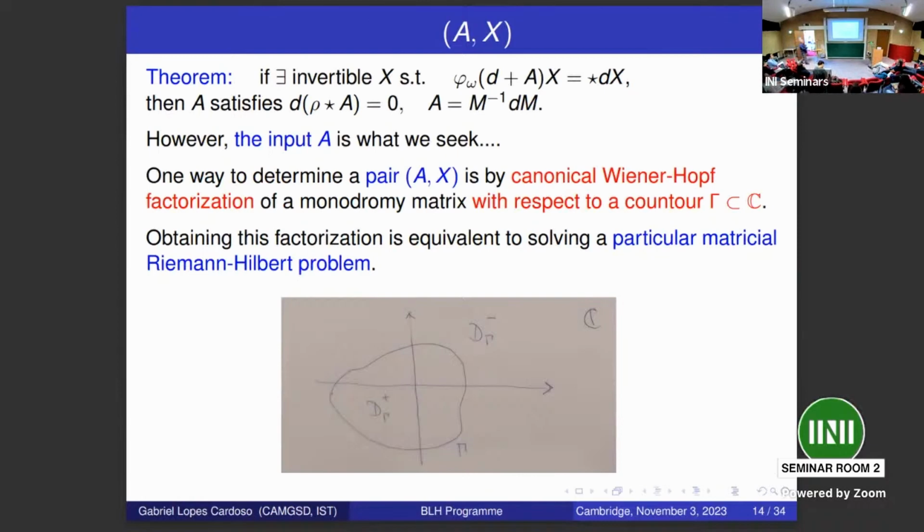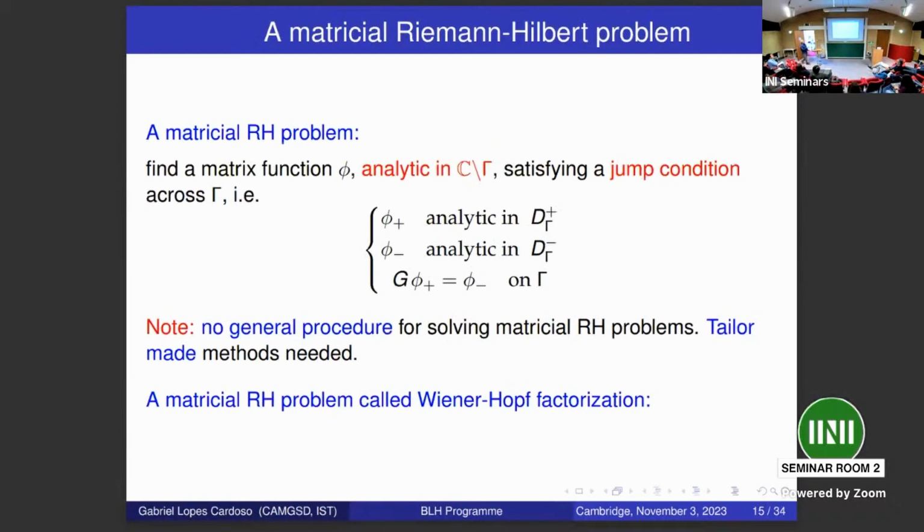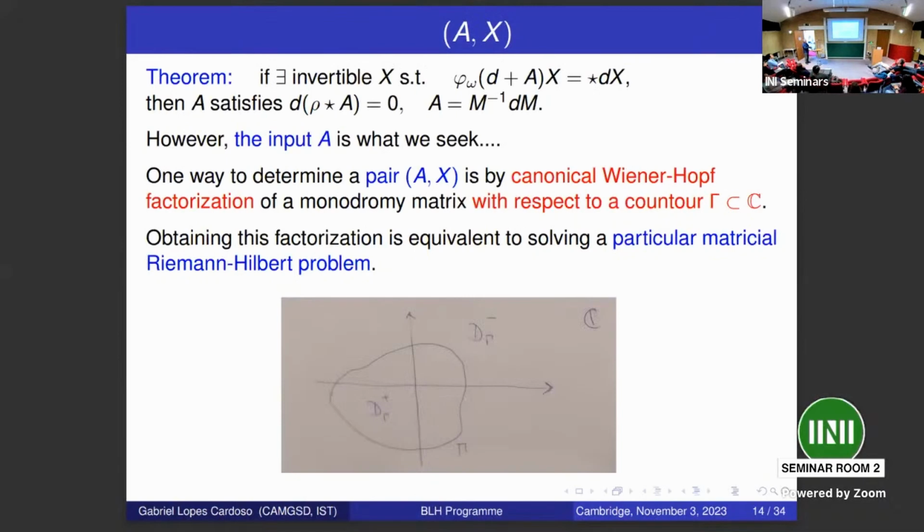And of course, what this contour does is it separates the complex plane into two regions, the inner region, which I'm going to denote by D plus, and the outer region, which I'm going to denote by D minus. Now, what is a matricial Riemann-Hilbert problem? This is a statement that you seek a matrix phi that is going to be analytic in the region outside of the curve. It's going to be analytic in the region inside of the curve. And on the curve, there will be a jump condition.